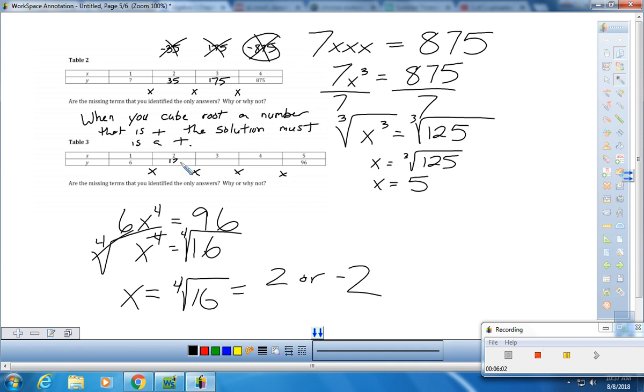So what are we going to multiply by? It's going to be 2. So 6 times 2 is 12. 12 times 2 is 24. 24 times 2 is 48. 48 times 2 is 96. Let's see if the other one works. 6 times negative 2 is negative 12. Positive 24. Negative 48. Positive 96. So both of these would be correct.